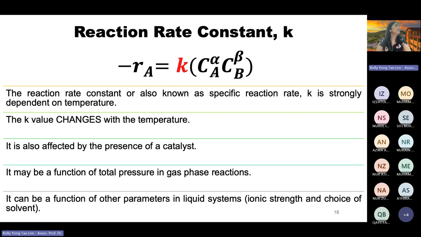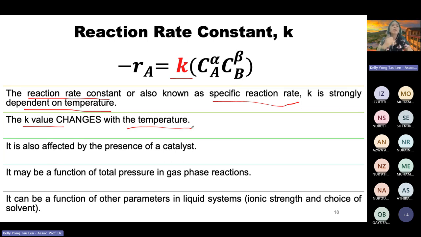Okay, so the K, as mentioned, is the reaction rate constant. Sometimes we call it specific reaction rate. Kadang-kadang kita panggil dia specific reaction rate. And the value of K is dependent on temperature. Or I can say clearly, nilai K bergantung atau berubah dengan suhu. Maksudnya, kalau kamu ubah suhu tindak balas, nilai K berubah, nilai minus RA pun berubah.